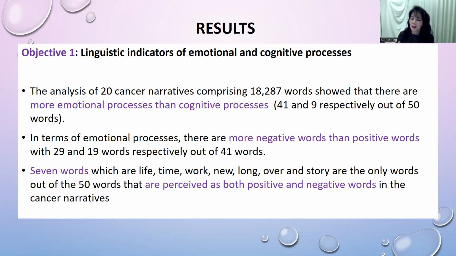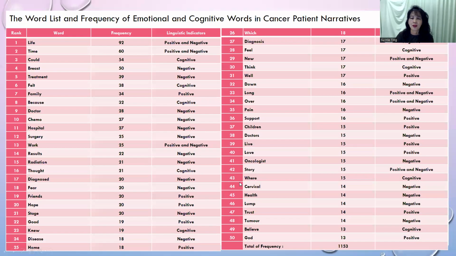And these are the words here: life, time, work, new, long, over, and story. So it depends on how these words are used. And this is an advantage of the qualitative analysis over what is generated by the NCON software. Here is the word list, the top 50 words.